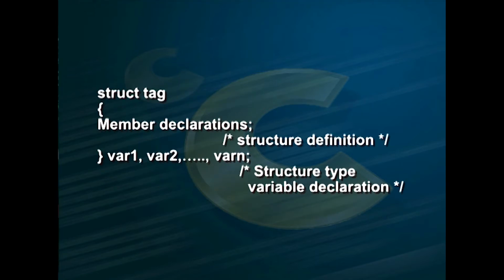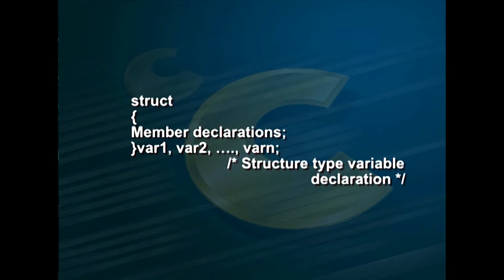In the fifth type: struct tag { member declarations }, this is the structure definition, then variable1, variable2, up to variable n;. This is the structure type variable declaration. In the sixth type: struct { member declarations } variable1, variable2, up to variable n;. This is the structure type variable declaration.